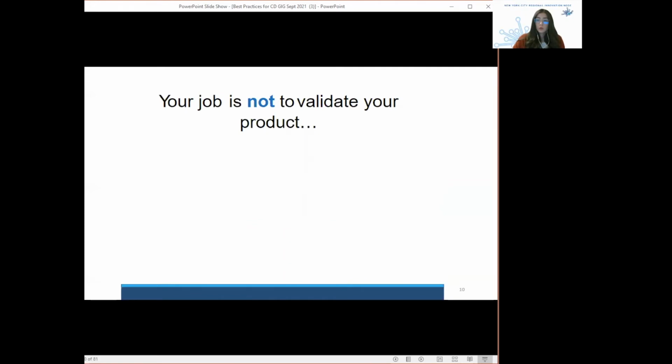Throughout this course, we're going to push you to truly understand the problem, rather than focus on your specific solution or your specific idea. So it's not your job to validate the product, but it is your job as an entrepreneur to validate that a real problem exists, as well as to uncover gaps in the market that you can address with your proposed solution.